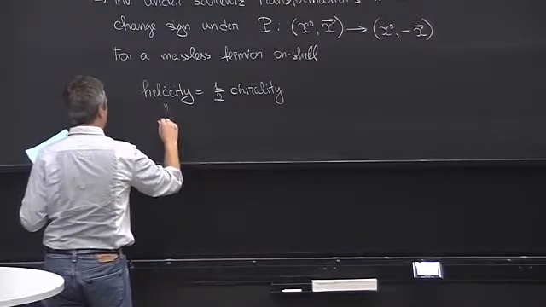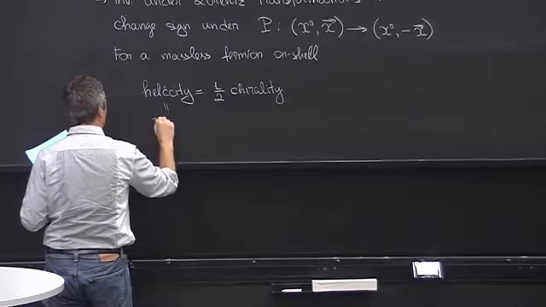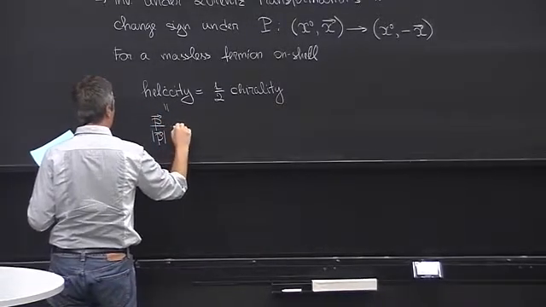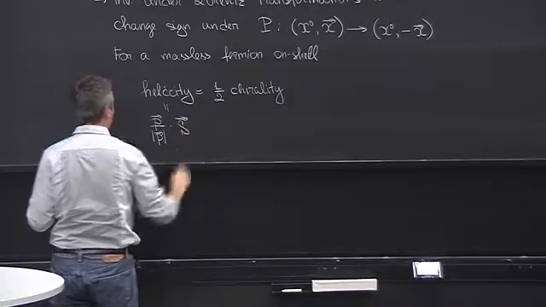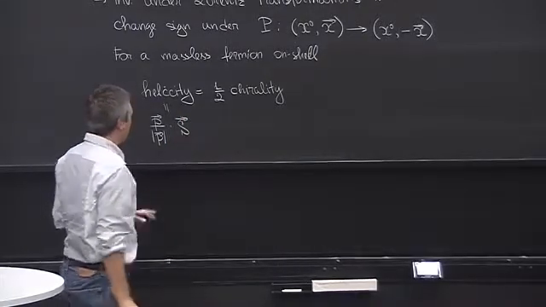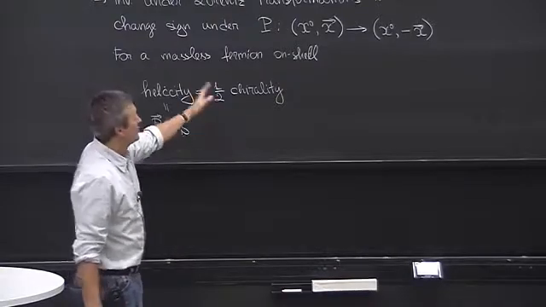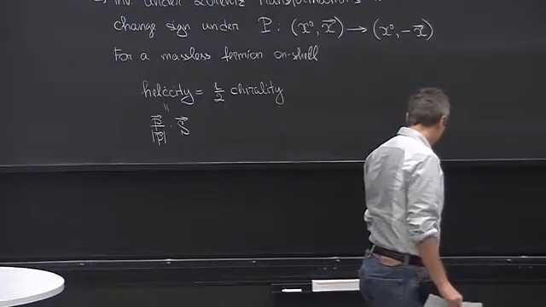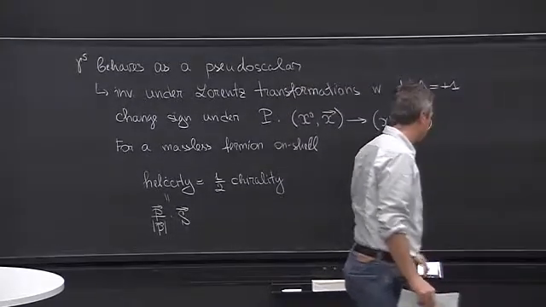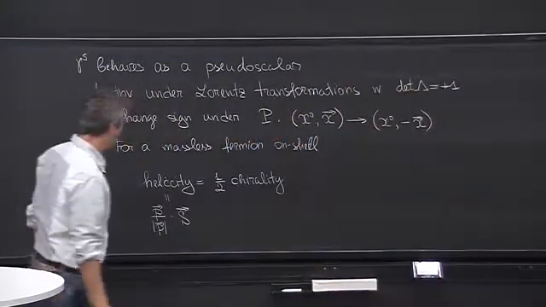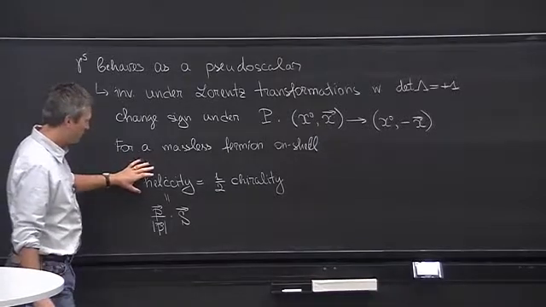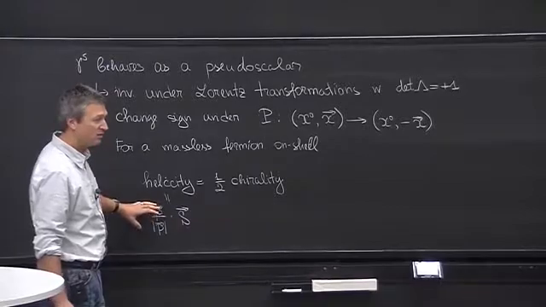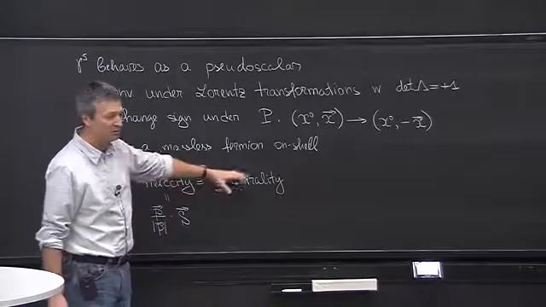So helicity is the projection of the spin on the direction of motion. And chirality is defined by these projectors with the gamma 5. So from that, you also see that for a massless particle, helicity is a Lorentz invariant quantity because chirality is Lorentz invariant.